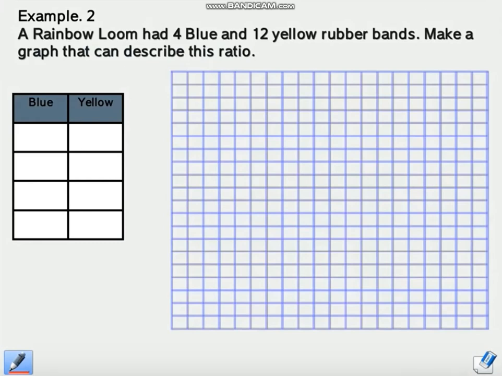Here's another example. A rainbow loom had 4 blue and 12 yellow rubber bands. Make a graph that can describe this ratio. Now, in this problem, you're given a lot less information. You'll notice that the grid has nothing labeled. I don't have any numbers there.